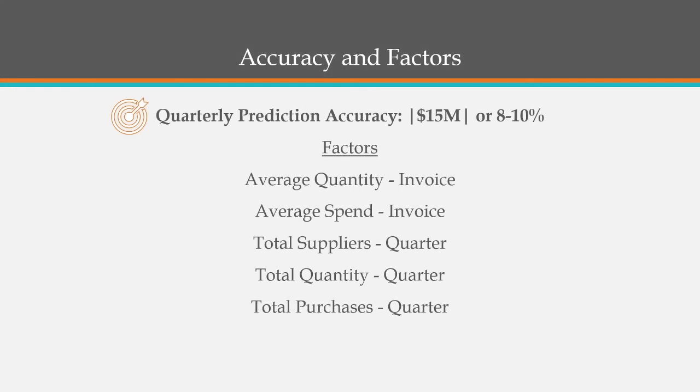After running several data mining techniques, we found that the best model result obtained for quarterly prediction was an average accuracy of $15 million from the actual spend. That is 8% of the average quarterly spend for cooking ingredients and 10% of the average quarterly spend for capital. The factors that had the most influence were average quantity and spend per invoice, and quarterly total suppliers, quantity, and purchases.